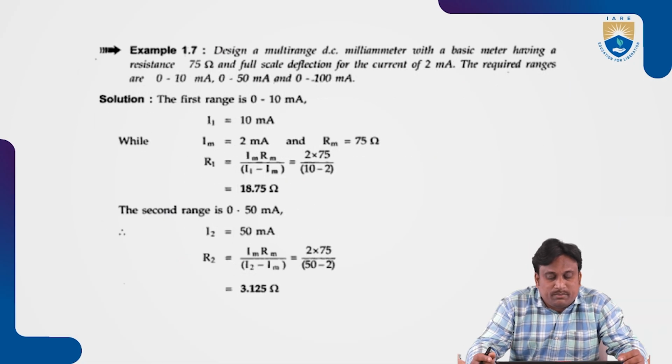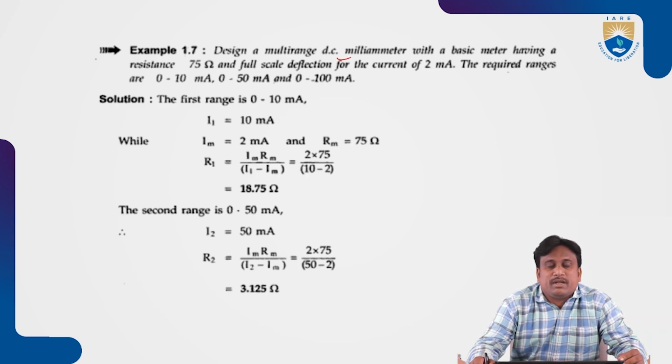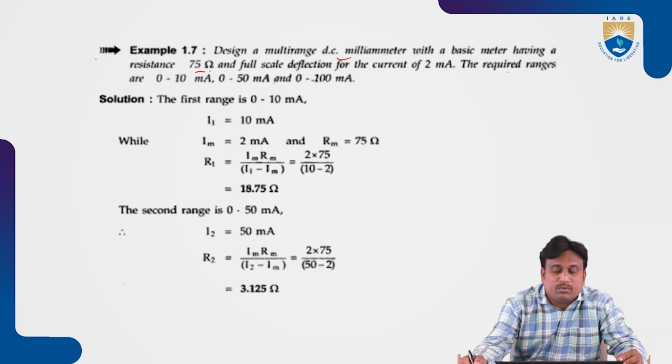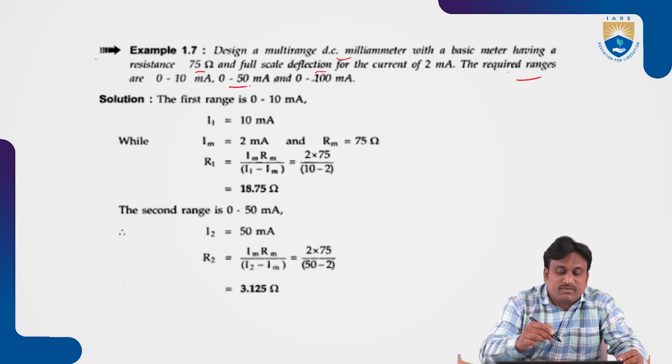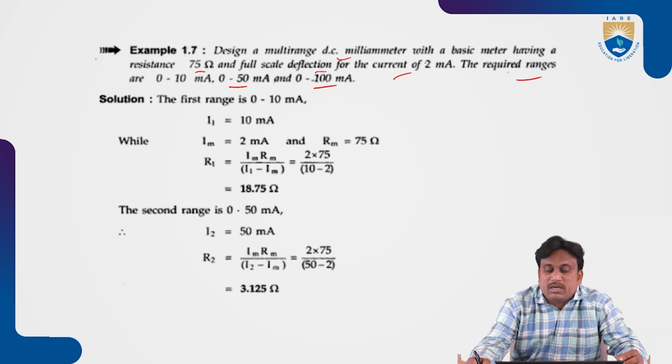Here is one more example. Design a multi-range DC milliammeter with a basic meter having a resistance of 75 ohms and a full scale deflection of 2 milliamps of current. The ranges required are 0 to 10 milliamps, 0 to 50 milliamps, and 0 to 100 milliamps. Here we need to design a multi-range DC milliammeter with the basic meter having resistance 75 ohms and full scale deflection current of 2 milliamps.